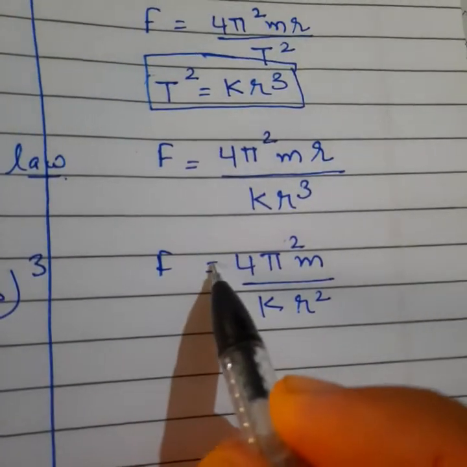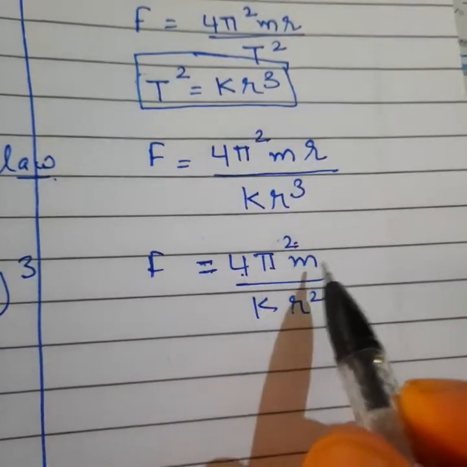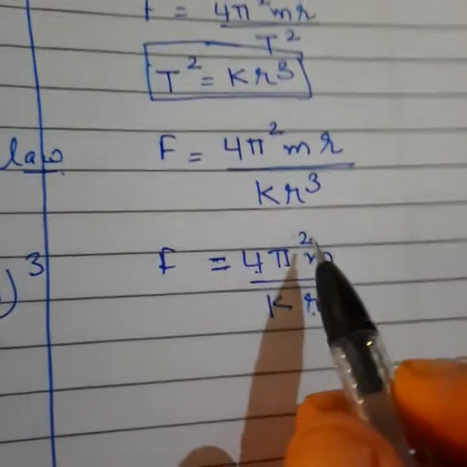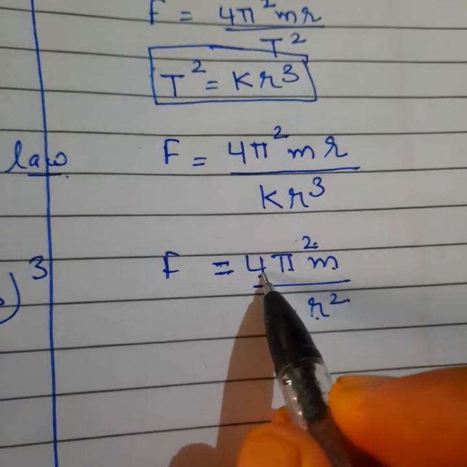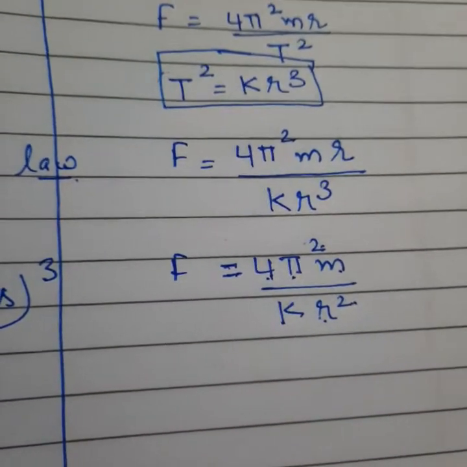F is equal to what? 4 pi square m by k r square. Say yes or no. All those things which are constant, right? Separate. 4 is constant, yes. Pi value is constant, yes, 3.14. K value, this is a constant. Proportionality, this is also constant.